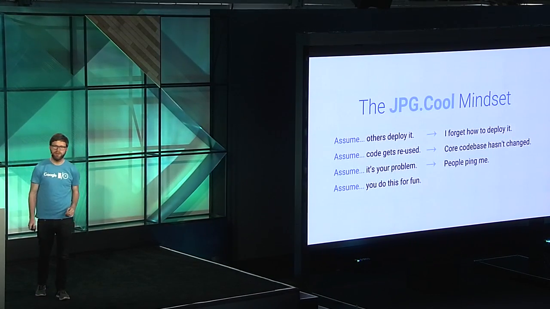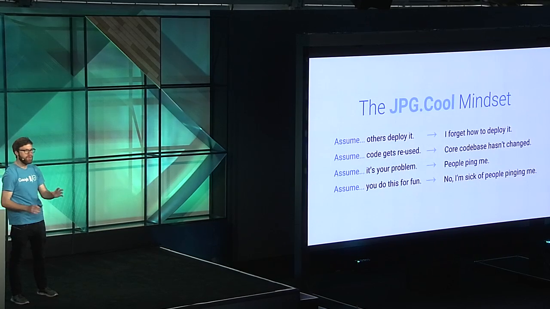Then assume it's your problem. People ping me when jpeg.cool goes down. As a small service, most of the users of jpeg.cool are my friends or family, coworkers, people like that. And these people have no filter about bugging me when it goes down. I'll get calls and text messages and everything whenever it doesn't return an image. And that's very, very annoying.